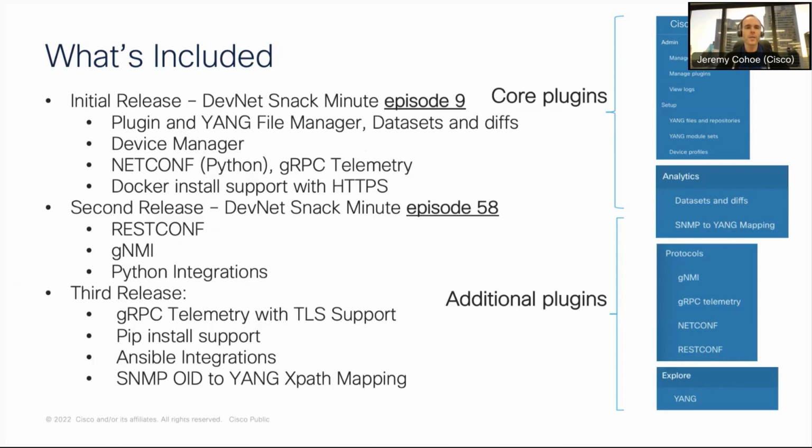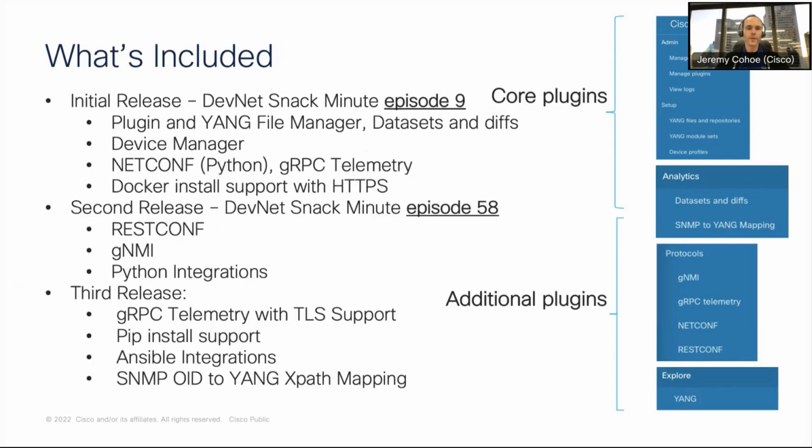In the second release, one of the major innovations that we delivered was the Python integrations. So you could generate a payload with netconf or restconf or GNMI in Yang Suite, save that as a Python file, and then repeatedly execute that Python file as needed.